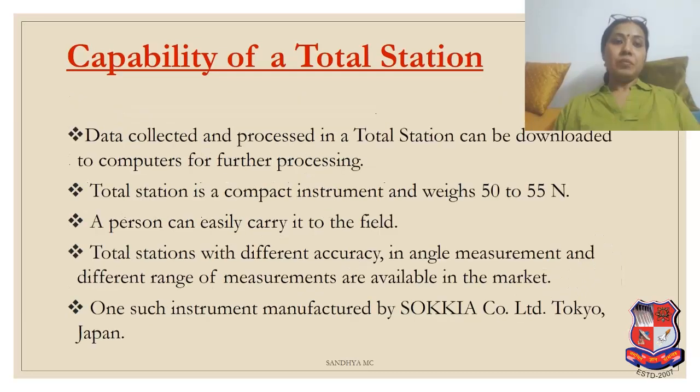Now data collected and processed in the total station can be downloaded for further processing. This instrument weighs between 50 to 55 Newton. A person can easily carry it into the field. Total stations with different accuracy, angle measurement, and different angle range of measurement are available in the market. One such instrument is manufactured by Sokkia Limited, Tokyo also.